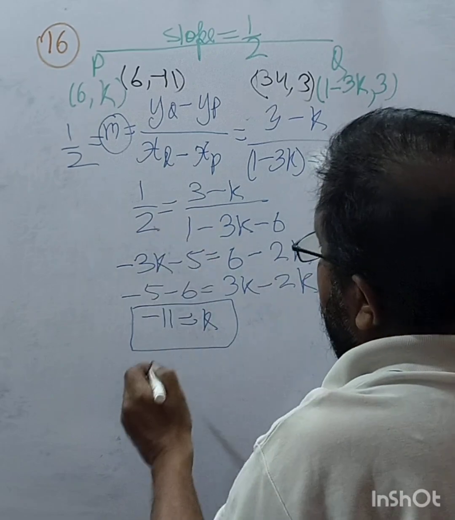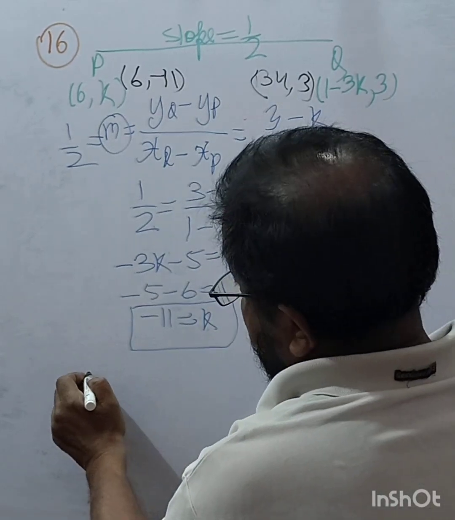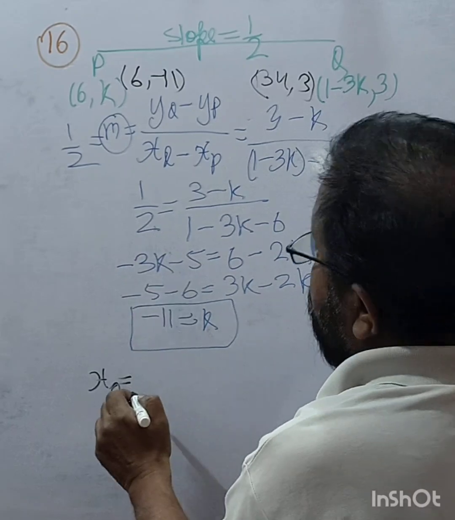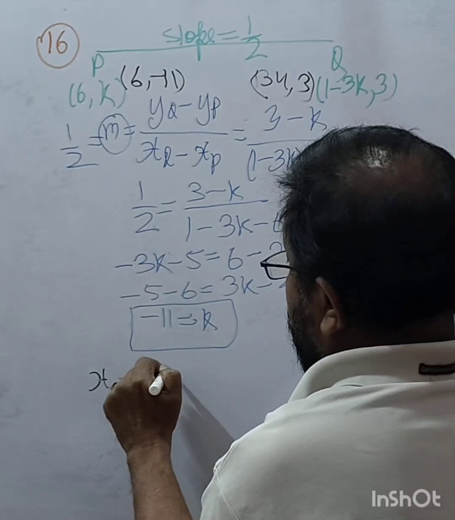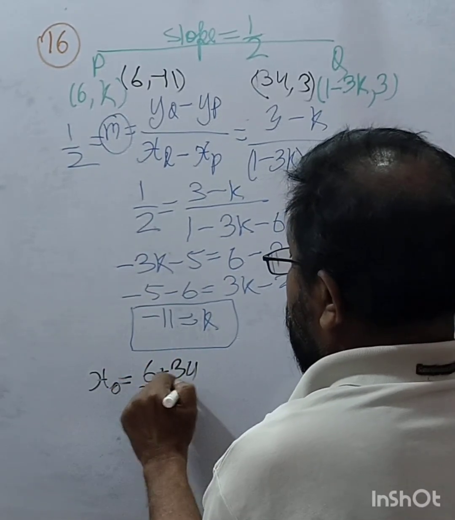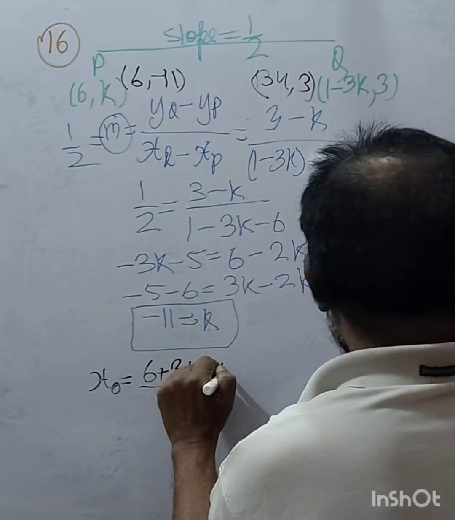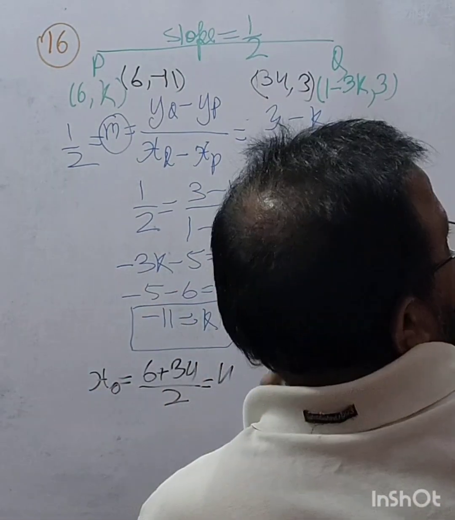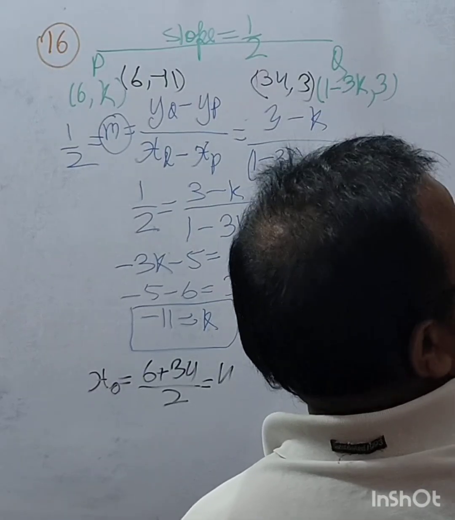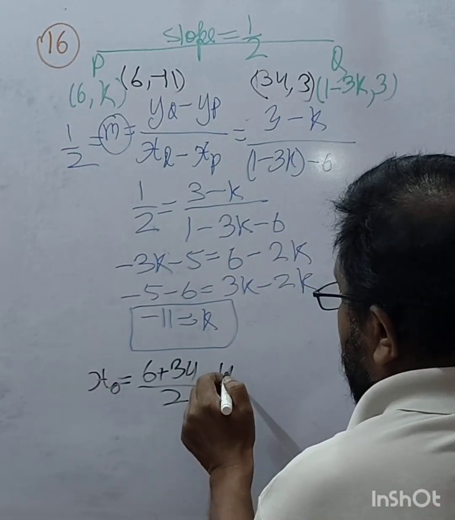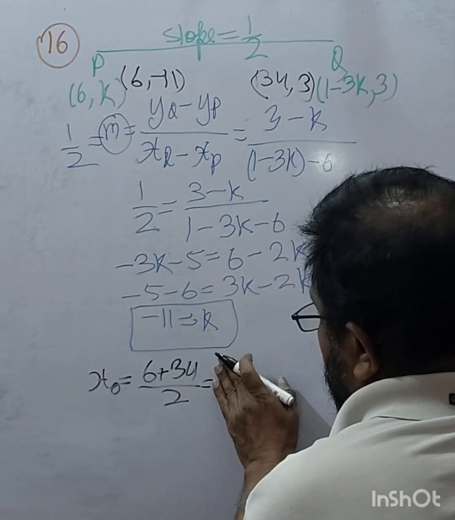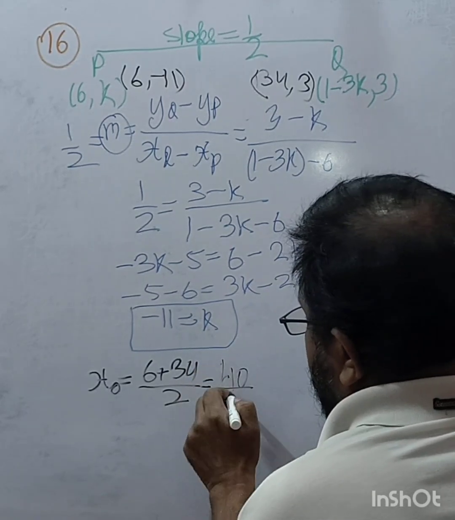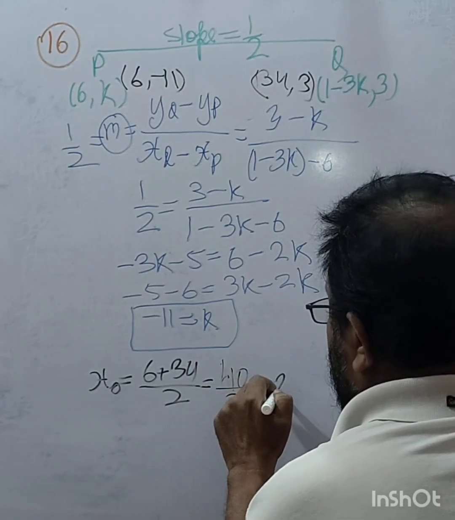Now when you find its midpoint, X0 is equal to (6 plus 34) by 2, becomes 40/2, which is equal to 20.